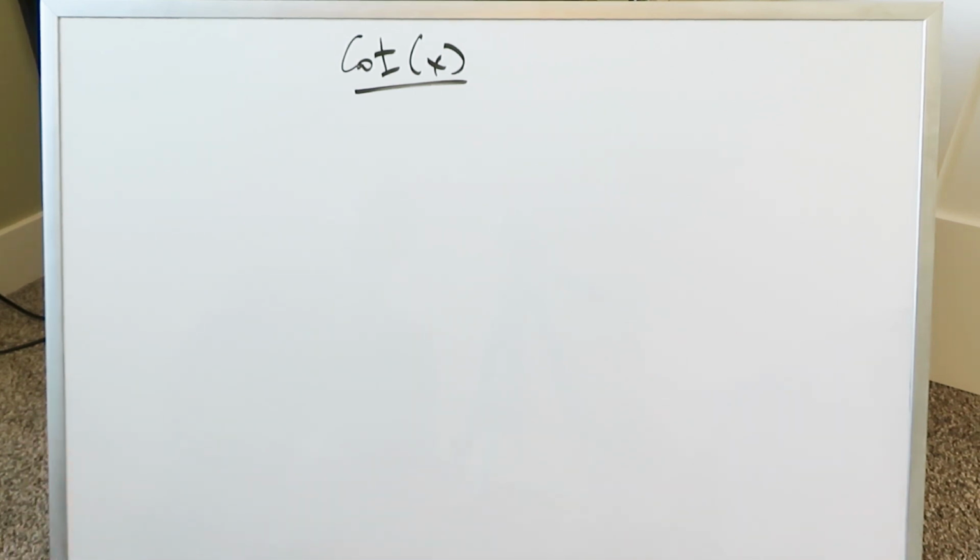Our survey of these graphs of trigonometric functions will be completed with this, the cotangent function. Recently we've looked at the tangent, now let's look at the cotangent. The graphs are pretty much the same except for a few differences.